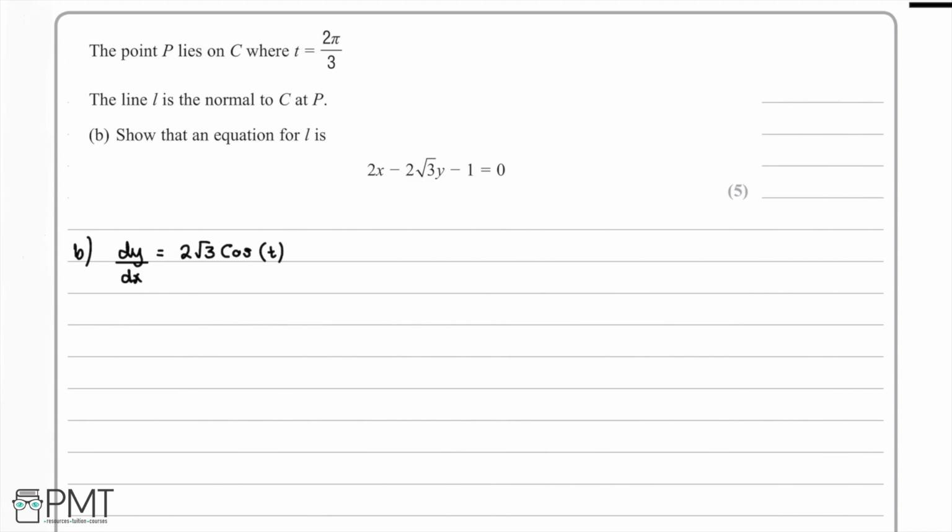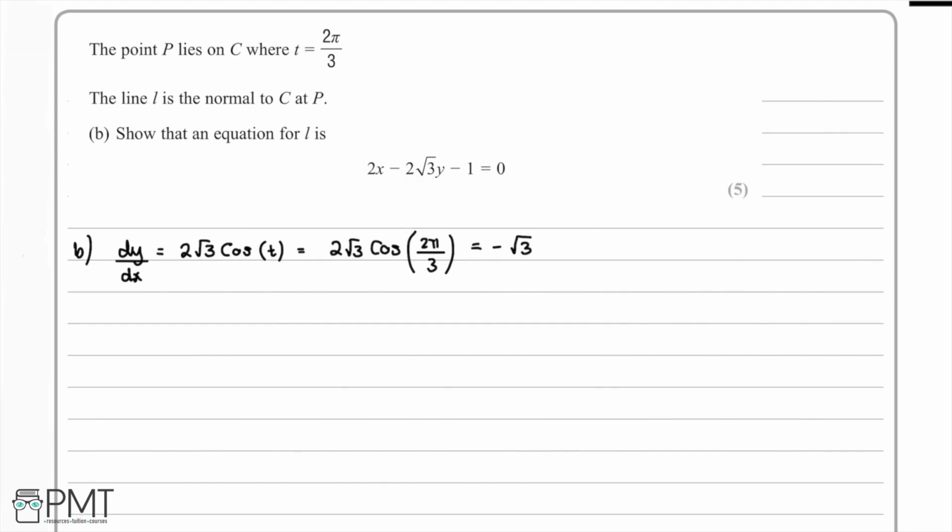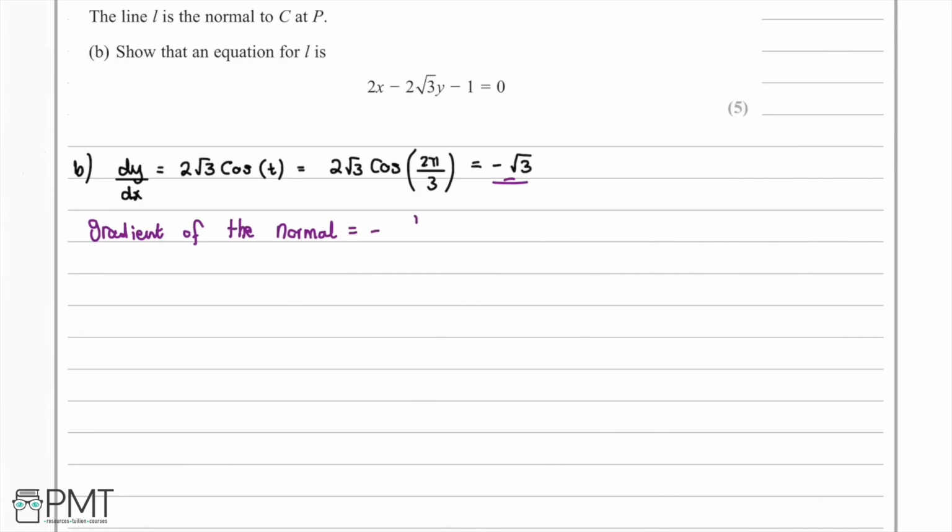So now if we substitute in t being equal to 2 pi over 3, we'll have that 2 root 3 cos of 2 pi over 3. And putting this into our calculator, we get this is negative root 3. Now the gradient of the normal is going to be equal to negative 1 divided by negative root 3, which is equal to 1 over root 3. So therefore we have that the gradient of the normal will be 1 over root 3. And let's denote this by m, as this is normally used for gradient.